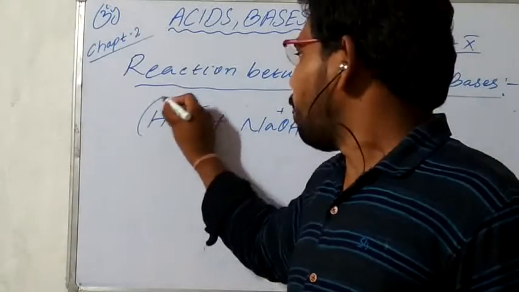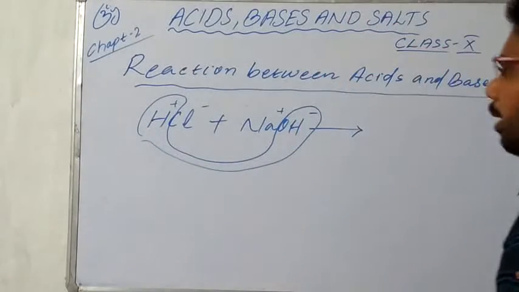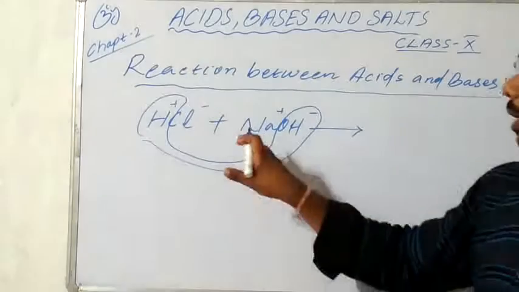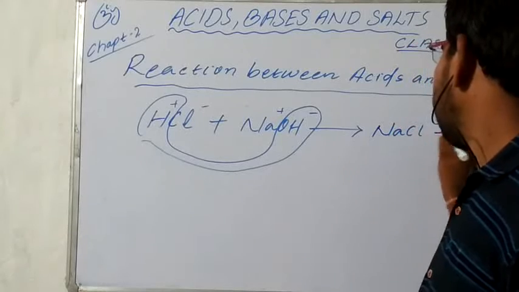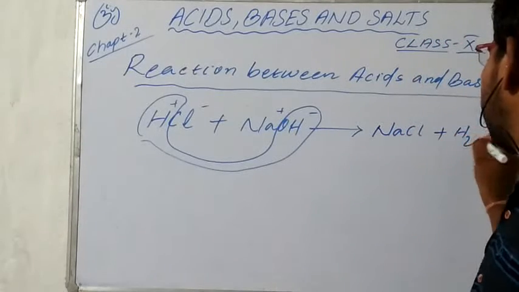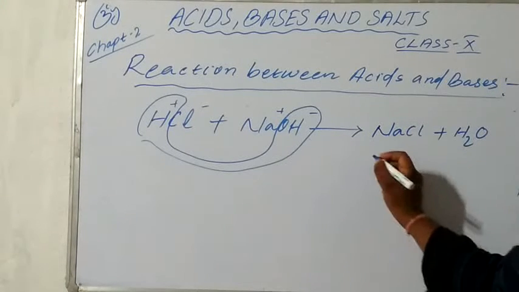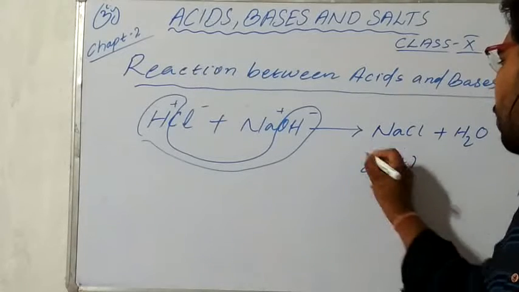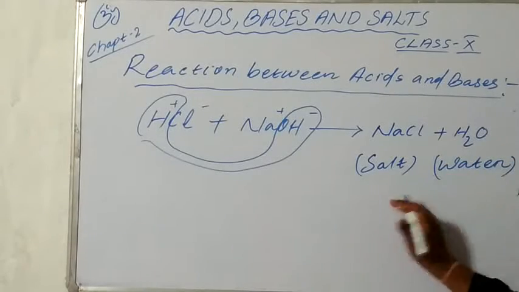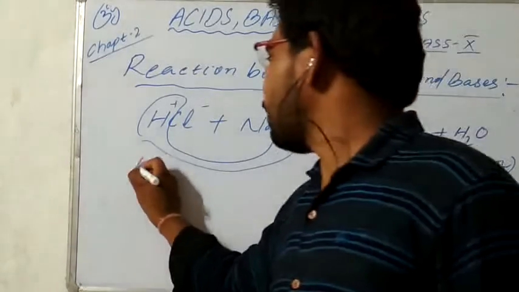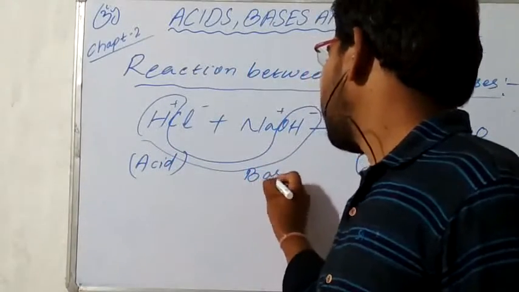Here H plus ion and OH minus combine to form water, H2O, and Na plus and Cl minus combine to form NaCl. NaCl is common salt. So we get salt and water. This one, HCl, is the acid and NaOH is the base.